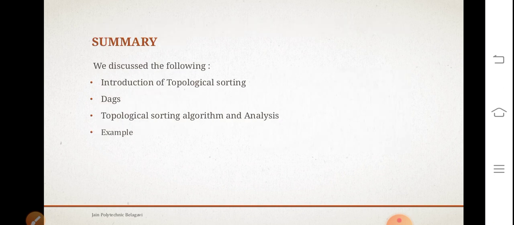Then let us summarize what we discussed so far. We discussed the introduction of topological sorting, then DAGs, what DAGs are, how topological sorting works, then the topological sorting algorithm and analysis, and finally examples for DAGs and topological sorting. So this is all about topological sorting and DAGs.